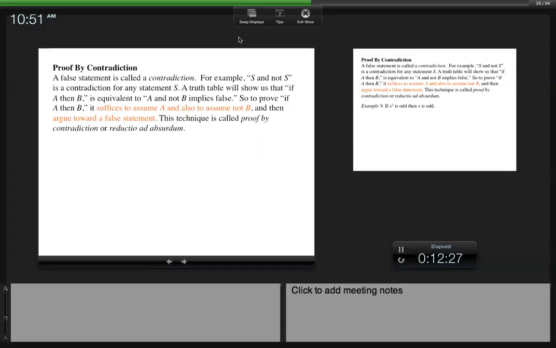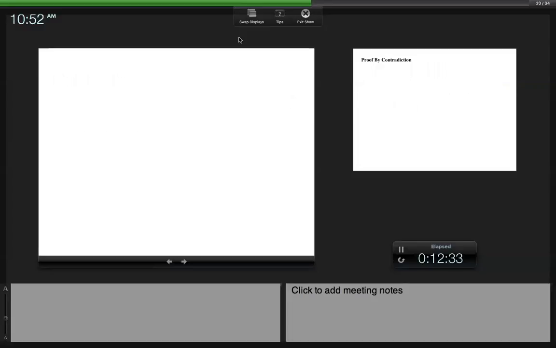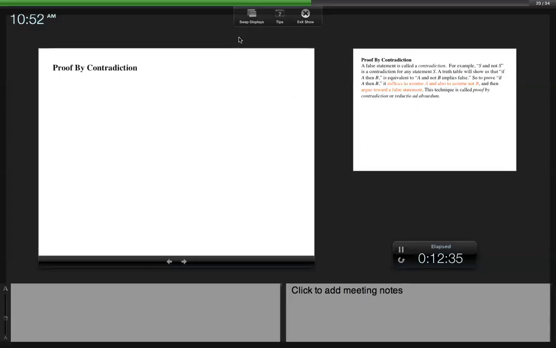You did proof by contradiction in discrete math, right? So what is that? I don't want you to read from there. Let's say I make a statement: if A is true, then B is true. If you want to prove that by contradiction, what is that?